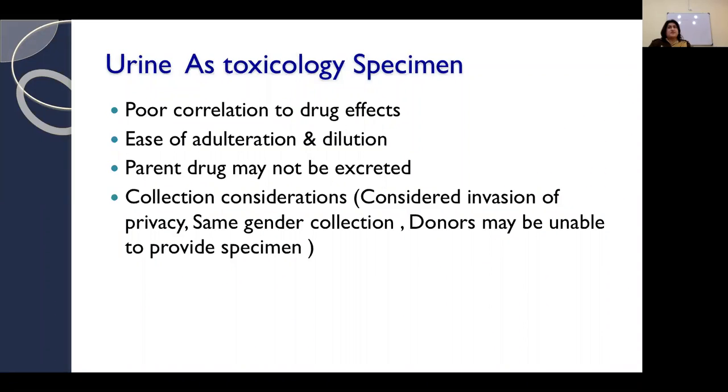The parent drug may not be excreted at all, and this is a very important aspect, because if you are especially interested in finding the parent drug, for example, in the case of benzodiazepines, you may not find the parent drug at all. So you might have to refer to some other metrics for quantitation of that drug, like blood. And then we have collection considerations. For example, especially in forensic, some consider invasion of privacy. We need to ensure same gender collection. Sometimes the donor may not be able to provide a specimen at all.